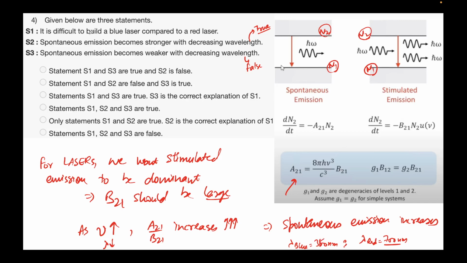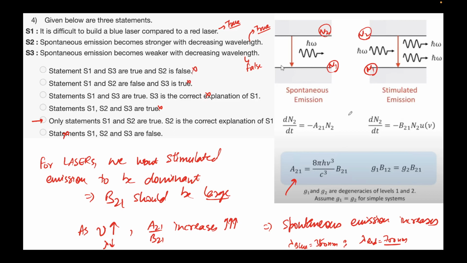And thus spontaneous emission is more in the case of a blue laser, and thus it's difficult to make a blue laser than a red laser. So this statement is also true. Statement 1 is true, statement 2 is true, and statement 2 is the correct explanation for statement 1. Okay, so now let's choose the options. 1, 2, 3 are false. No. 1 and 2 are true, S2 is the correct explanation for S1. This one is correct. This is not, this is not, and this is not. Yeah, S1 and S2 are true, and S2 is the correct explanation for S1.